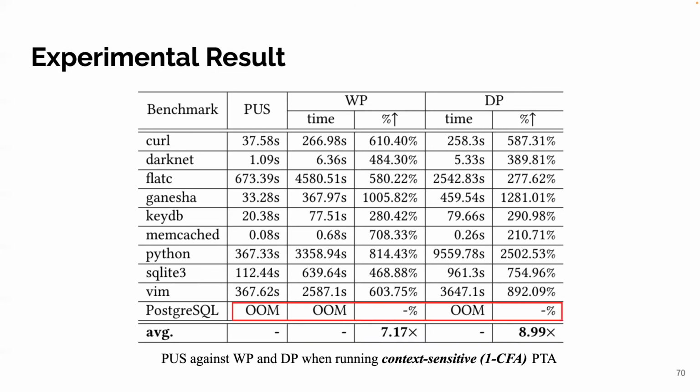So we also noticed that despite the huge improvement, the partial update solver is still not good enough to process large programs on commodity hardware, and they easily run out of memory when analyzing 1 million line projects.